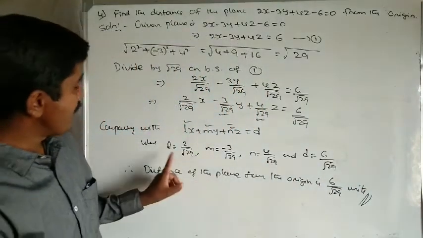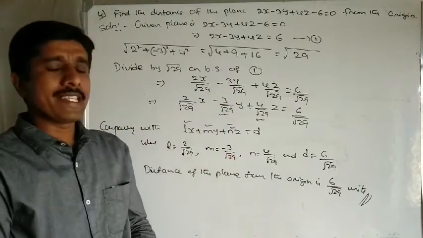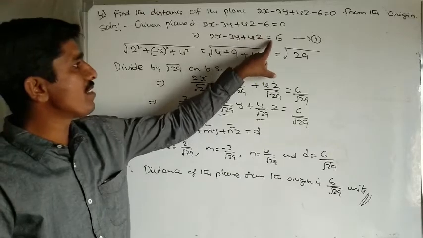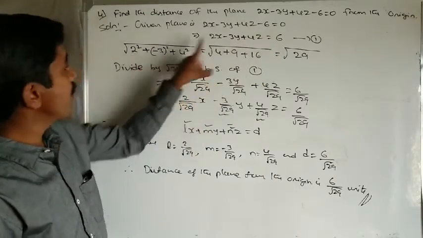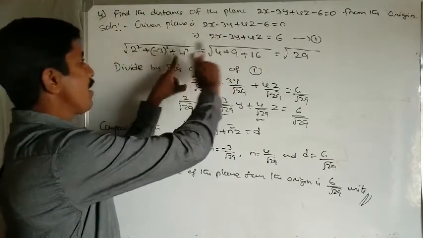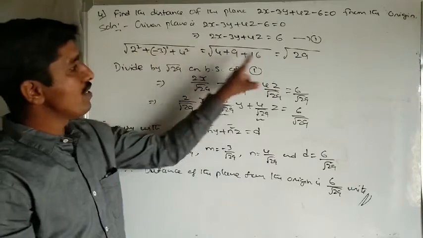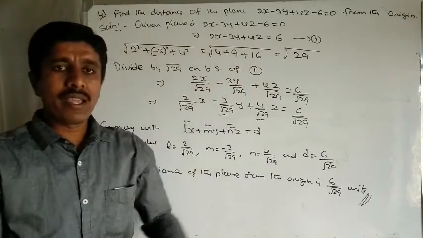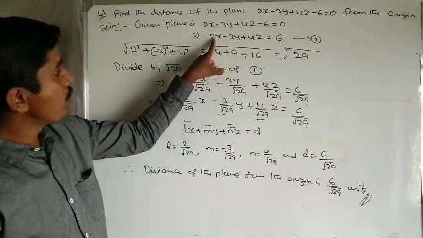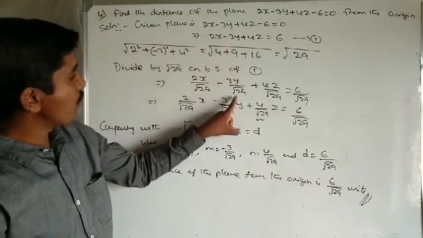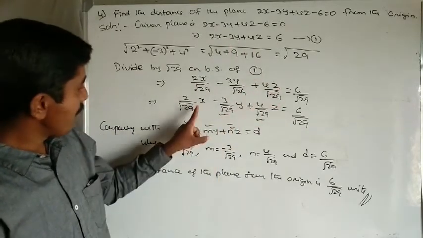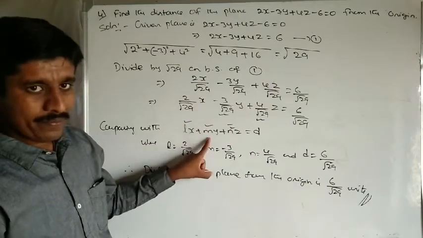Suppose we are asked to find the direction cosines, L, M and N are the direction cosines. Mind it, the given plane is 2x minus 3y plus 4z is equal to 6. Square root of the x coefficient 2 square plus the y coefficient minus 3 whole square plus the z coefficient 4 square simplifies to square root of 29. Divide by root 29 on both sides of equation 1: 2x by root 29 minus 3y by root 29 plus 4z by root 29 is equal to 6 by root 29. Here we compare this equation with the standard one.